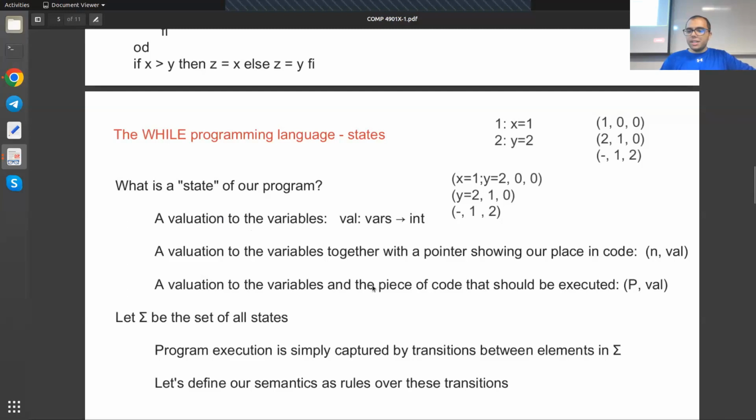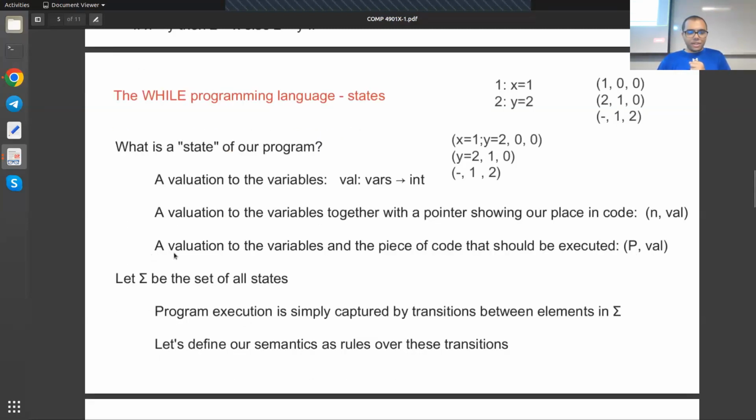Or it can be a line number, basically, plus a valuation. So a pointer to where we are in the code, and then also a valuation that tells us what are the values of all the variables in our program. And this was the version that we actually used before. And this is that we have a valuation and we have a remaining piece of code that has to be applied to that valuation for our program to terminate. Okay, so generally, no matter what I mean by state, I will always use sigma to show the set of all states.